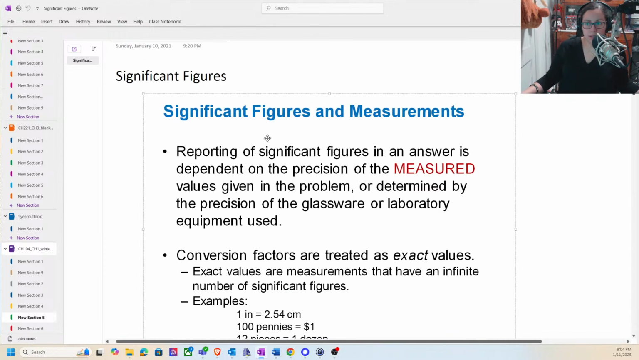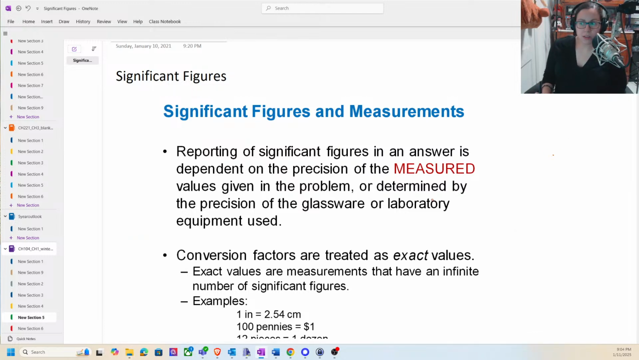Let's continue with significant figures. So we have to first remember where significant figures come from. They depend on the precision of our measured values given in a problem, and this is usually reflected from our glassware or laboratory equipment. And so some things to note, right?